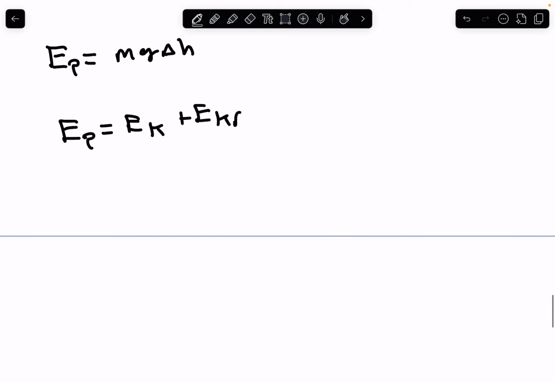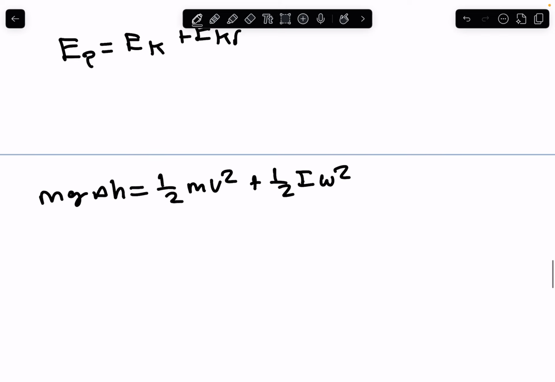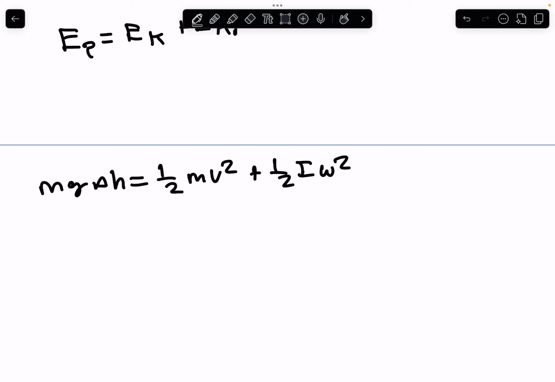So first, let's write down the equations. m g delta h equals half m v squared plus half I omega squared. So now, in order to solve this equation, we must have everything in translational form. So we have to convert I into 2 over 5 m r squared.